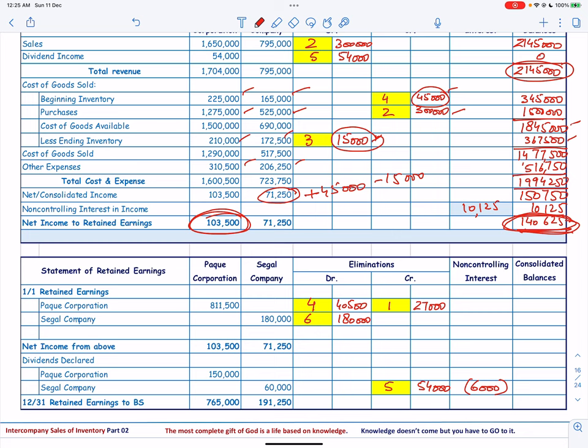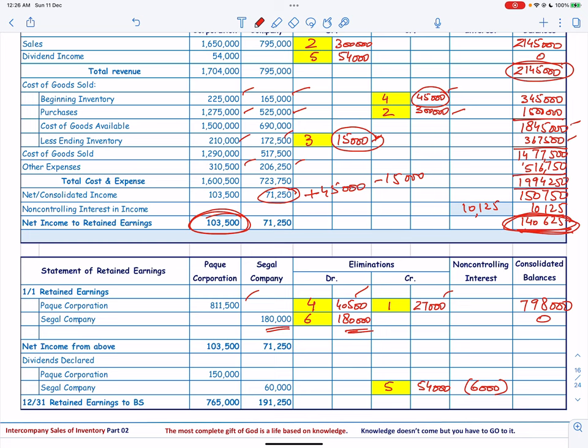Next, we are going to prepare the retained earning statement, and we start with the beginning retained earning. So beginning retained earning of P minus the debit and plus the credit is equal to 798,000. The Segal retained earning 180 is credit and 180 is debit, so that is equal to 0. Just keep in mind that none of the subsidiary equity will exist in the consolidated financial statement.